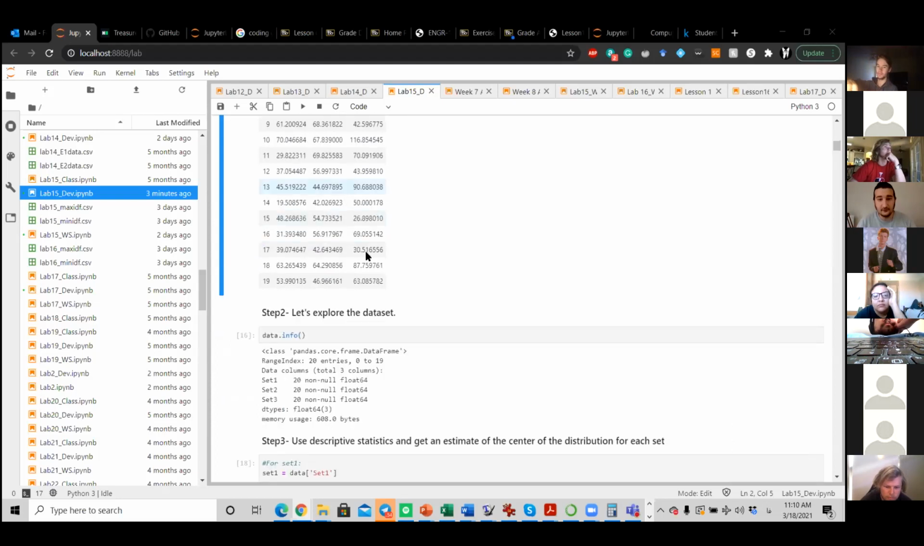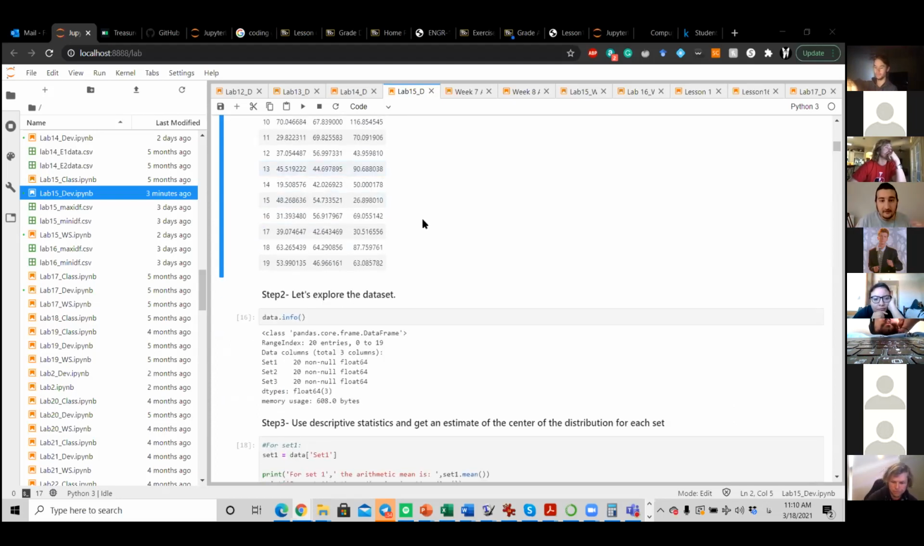So on step two, we are going to explore the data set. What were some of the descriptive functions that we talked about in pandas? Dot describe and dot info. Describe. Okay, so let's look at dot info and see what it is telling us.